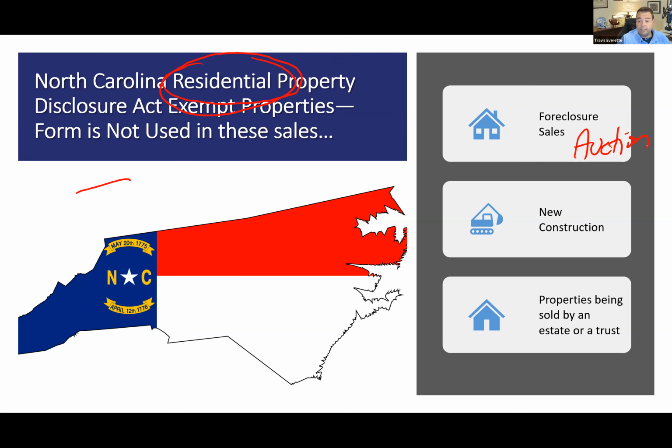It makes logical sense, because the seller isn't participating in that sale. Right? Somebody is forcing the sale. Does that make sense for everybody? It's kind of hard to make the seller fill out a form when you just kicked them out so that you could sell the place out from under them. So if you're buying a property at a foreclosure auction as a buyer, you should not expect to see the residential property disclosure statement.